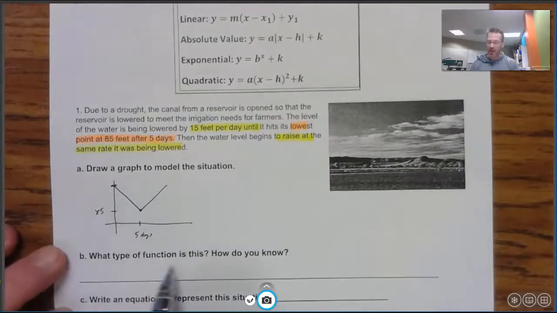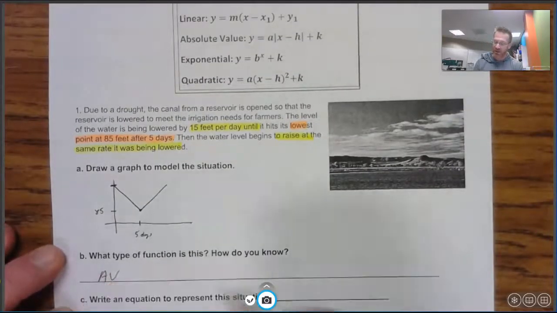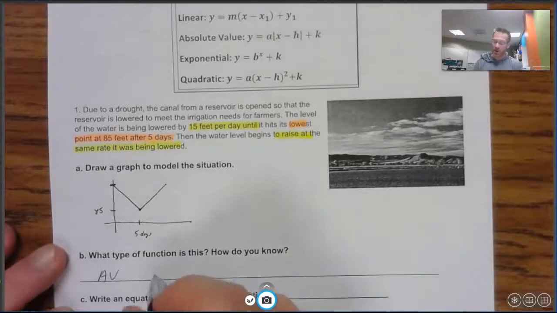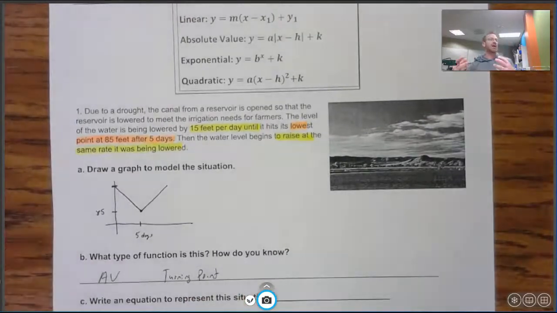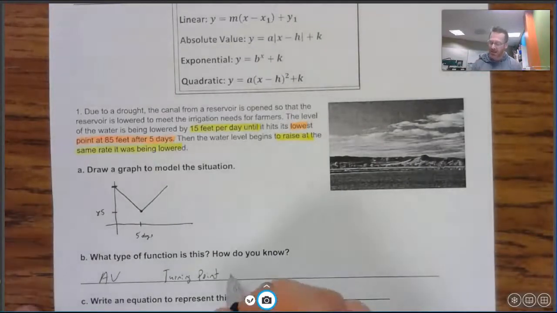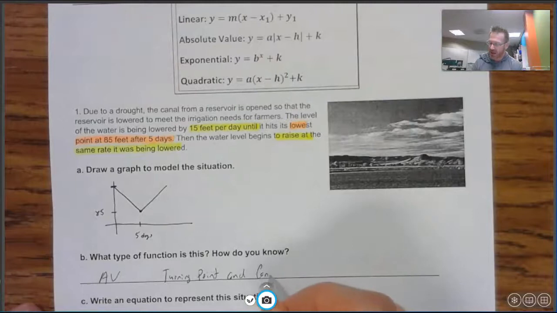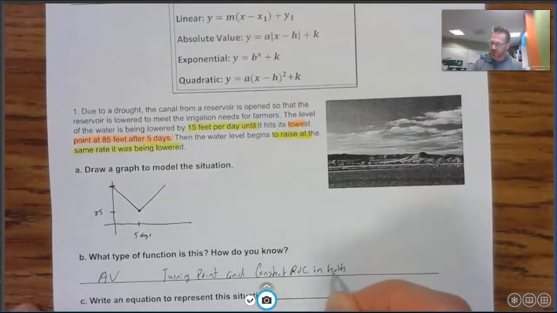So what type of function is this? It's absolute value. How do we know? We know a couple of things. We know it has a turning point. When we see that phrase, lowest point or highest point, that typically indicates we have a turning point. It's changing direction. And we know it has a constant rate of change in both directions.